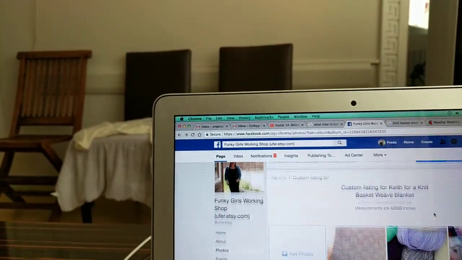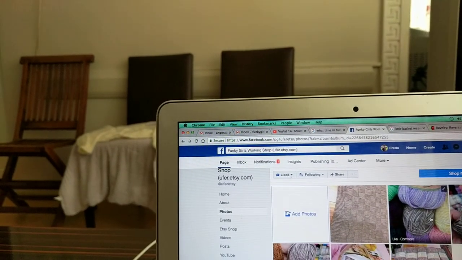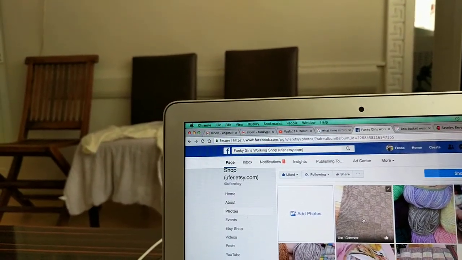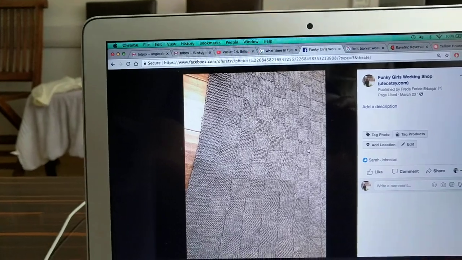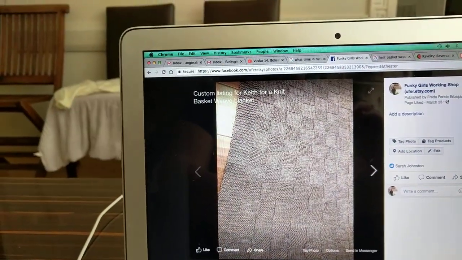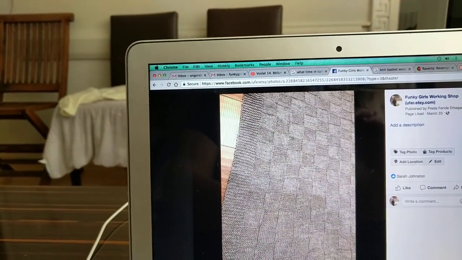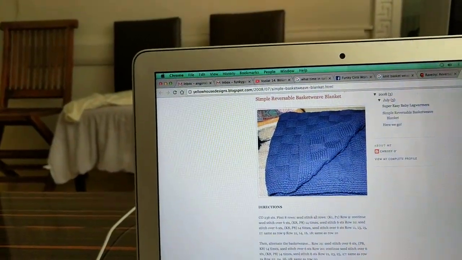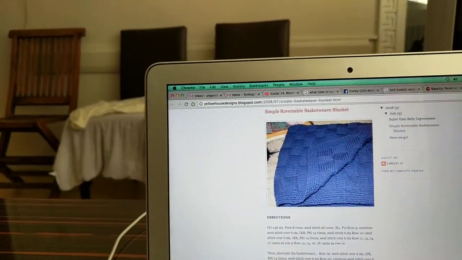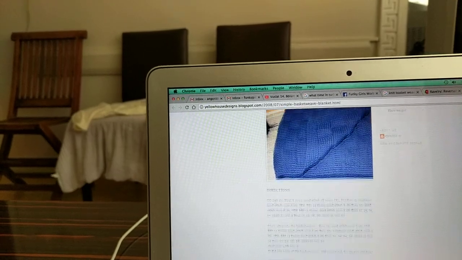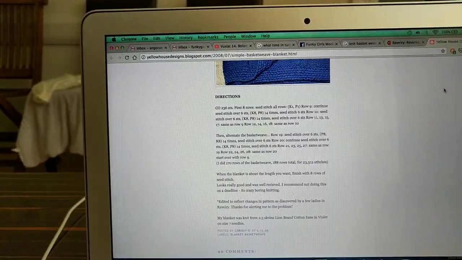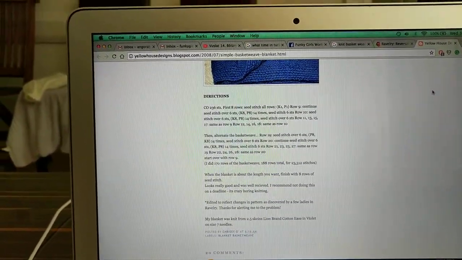Oops, where did my picture go? Here we are. Here's the picture. As you can see, this is the purl side, so I'm going to be doing that. I'm going to put this link for whoever wants to knit this baby blanket. There's a pattern, because everyone asks me, do you have a pattern? Do you have a pattern?